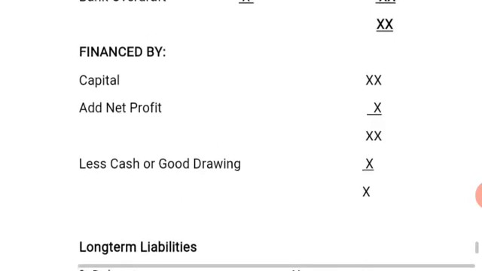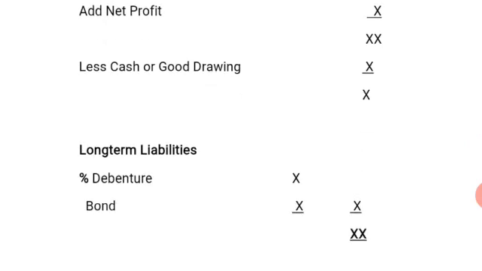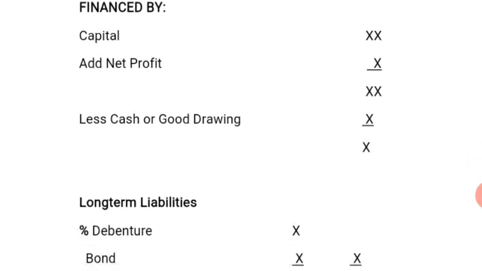So how are we going to determine our capital employed? That leads us to financed by. Then we have capital, add net profit. If it's a net loss, you less it. Then you less cash or goods drawing. Then you add long-term liability. That is the capital employed. So that is the brief explanation on the format of a balance sheet.